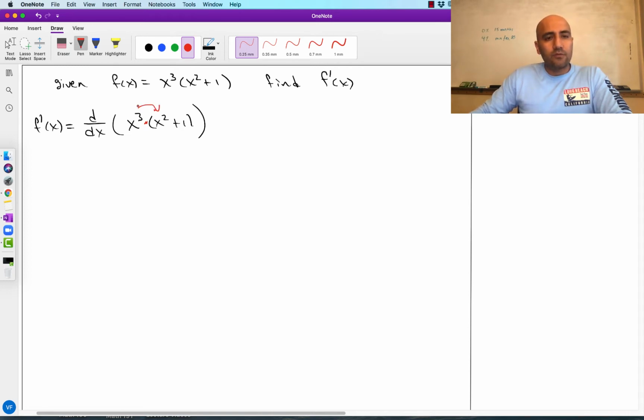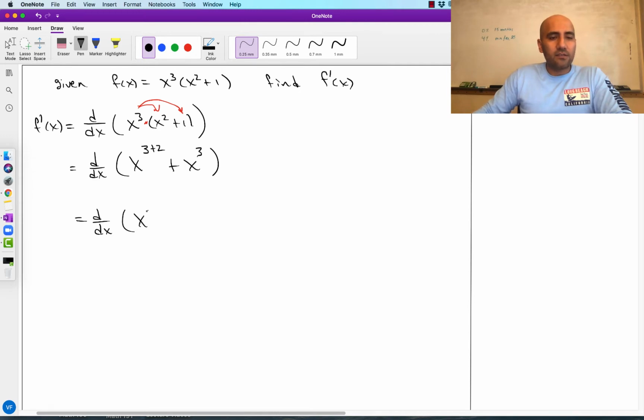And distribute. And so we would get that the first derivative is equal to x to the power of 3 plus 2 plus x to the power of 3, or that this is the derivative with respect to x of x to the 5th power plus x to the 3rd power. Good, so that's the first derivative. And now we have a derivative of something that we can easily do based on the rules we already know.